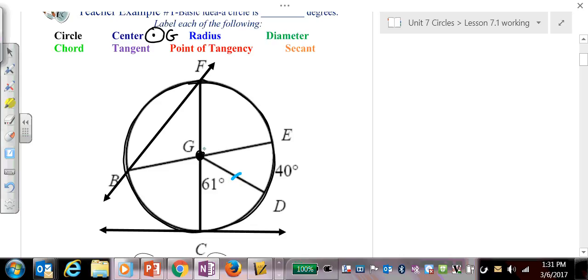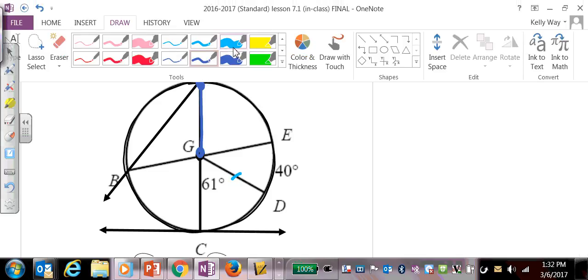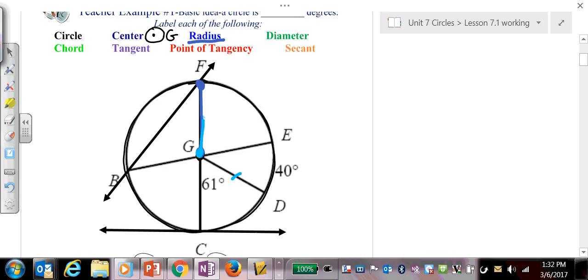Now, I'd like you to physically trace G to F, please. Center to edge. G to F. That is called a what, folks? That's a radius. Trace it again, G to F. Say the word radius. Radius. Like a spoke in the wheel.